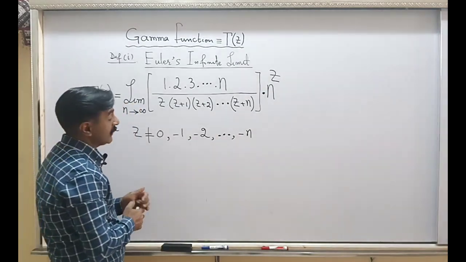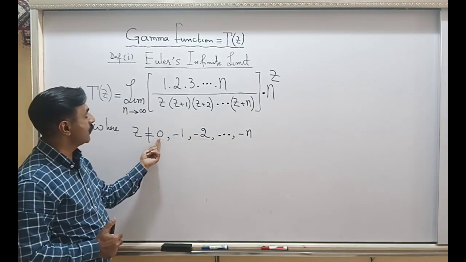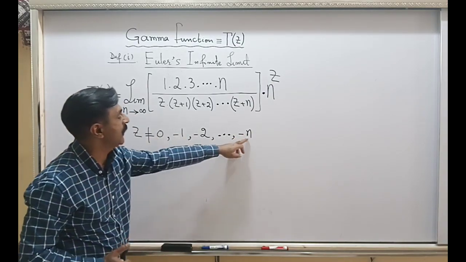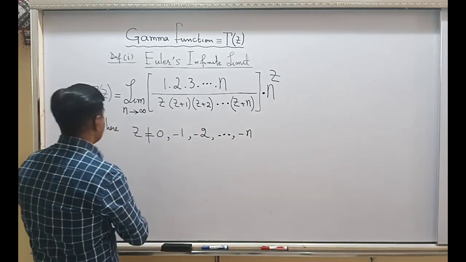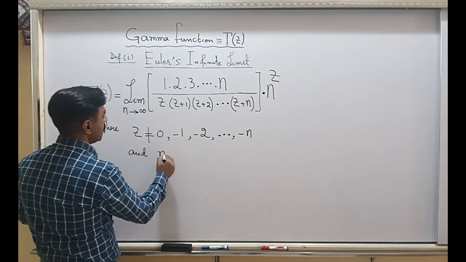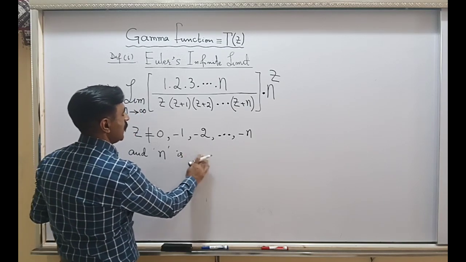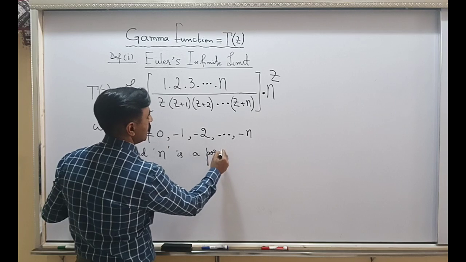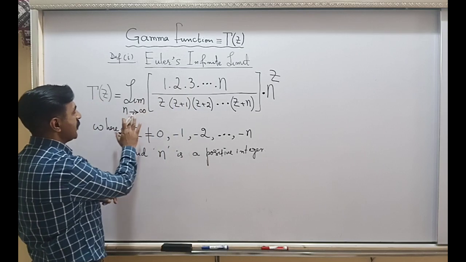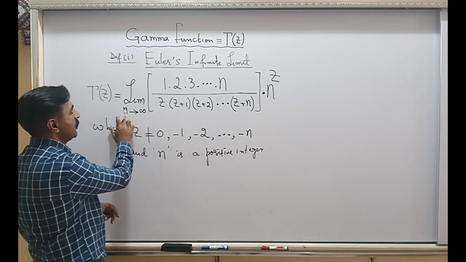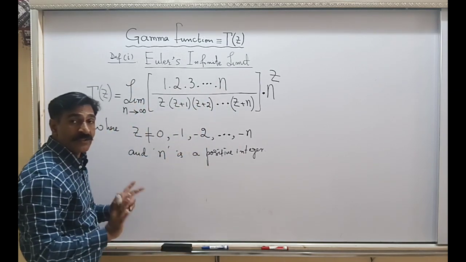You can also check this integerness of n from here. When n is 0 you have the first value, when n is 1 you have this value, when n is 2 you have this value. So let me write, n is a positive integer. So it is evident from the definition that in this symbol n ranges from 1, 2, 3 and so on up to n. So n is an integer.